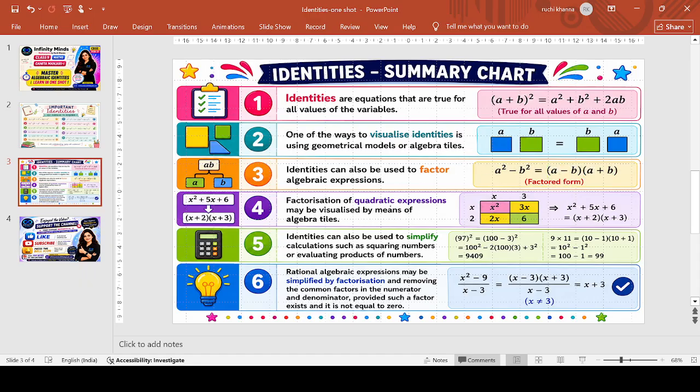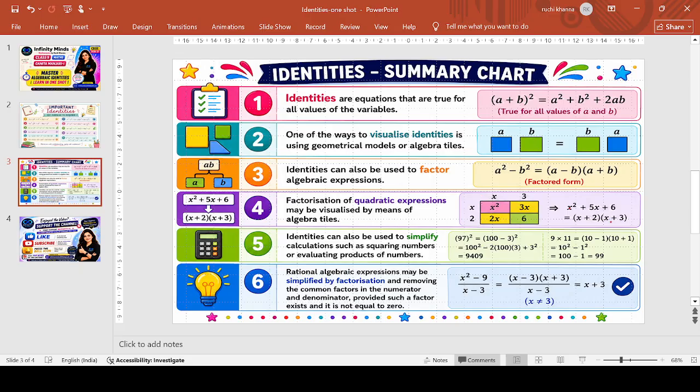Point number 4, factorization of quadratic expression may be visualized by means of algebra tiles. Let us quickly, this also I had taken up in my first video. x square plus 5x plus 6, of course we solve it with our usual splitting of the middle term. Factors of 6, 2 and 3, added gives me 2 plus 3. We have certain steps in between, taking common and all. So it is a trinomial. It has been broken up as a product of 2 expressions, and we do it through the splitting middle term method.